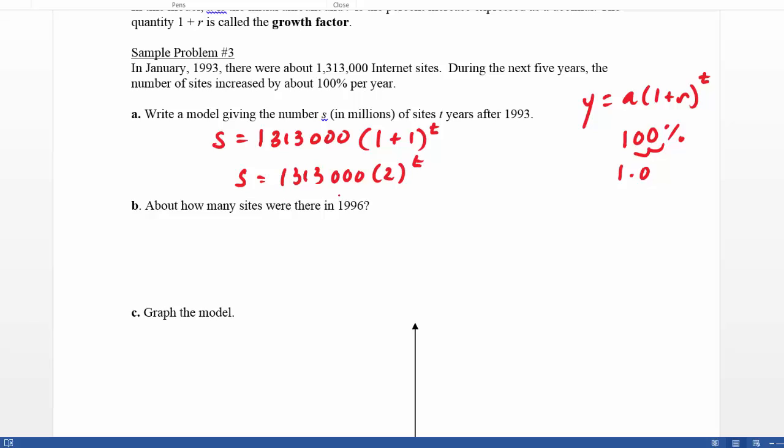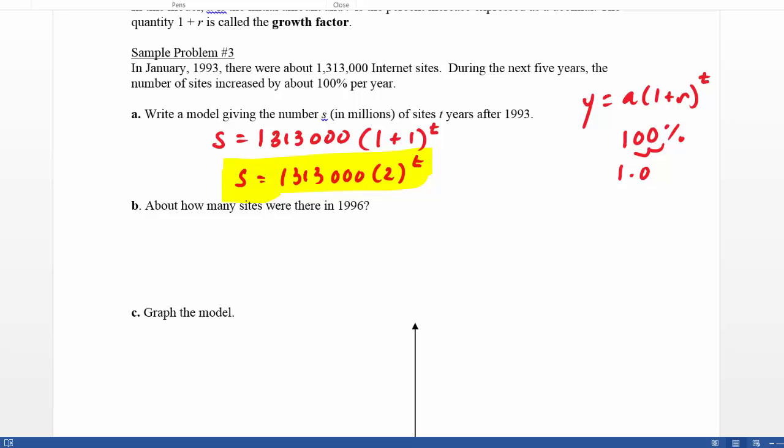Now, order of operations says we cannot multiply the 1.3 million times 2 because you have to raise it to the exponent first. So this is our model with the given exponent as a variable, and so that's what an exponential model should look like.